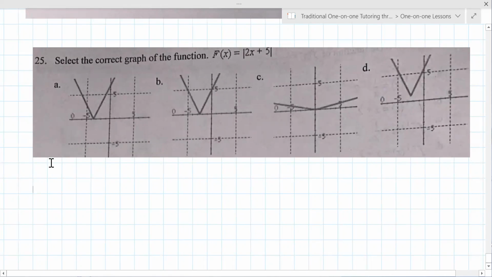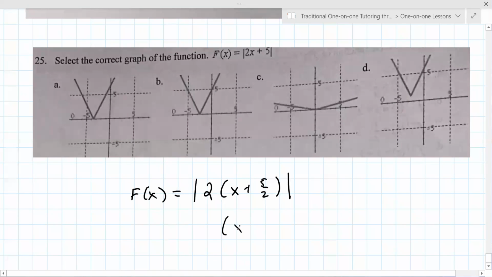Okay, so this one wants the correct graph of the absolute value of 2x plus 5. It's a lot like quadratics in that there's a vertex here. I don't know how clear that is, but it's like f of x equals the absolute value of 2x plus 5 halves. And then this is like your x minus h plus k over here.